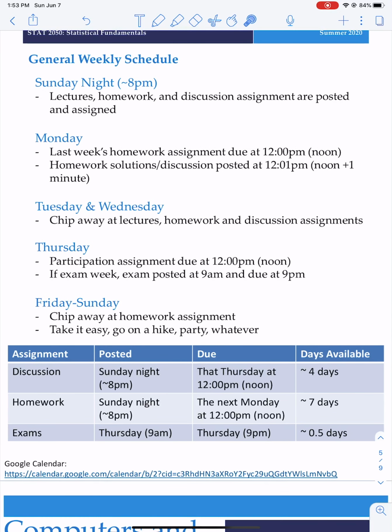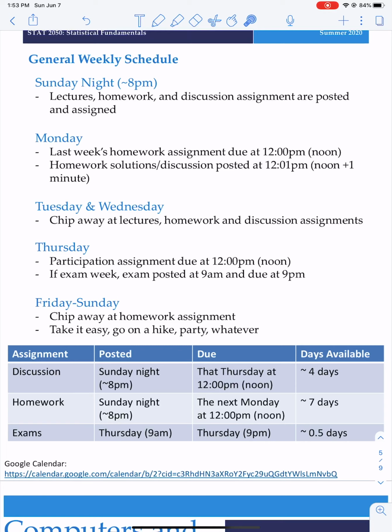And then Tuesday, Wednesday, do whatever. Chip away at the lectures, do the homework, do the discussion stuff, whatever. Do it in the morning, do it at night, do it at noon. That's totally up to you. Okay, and then on Thursday is when the participation stuff will be due. So that's the discussion assignment. That's going to be due at noon as well.